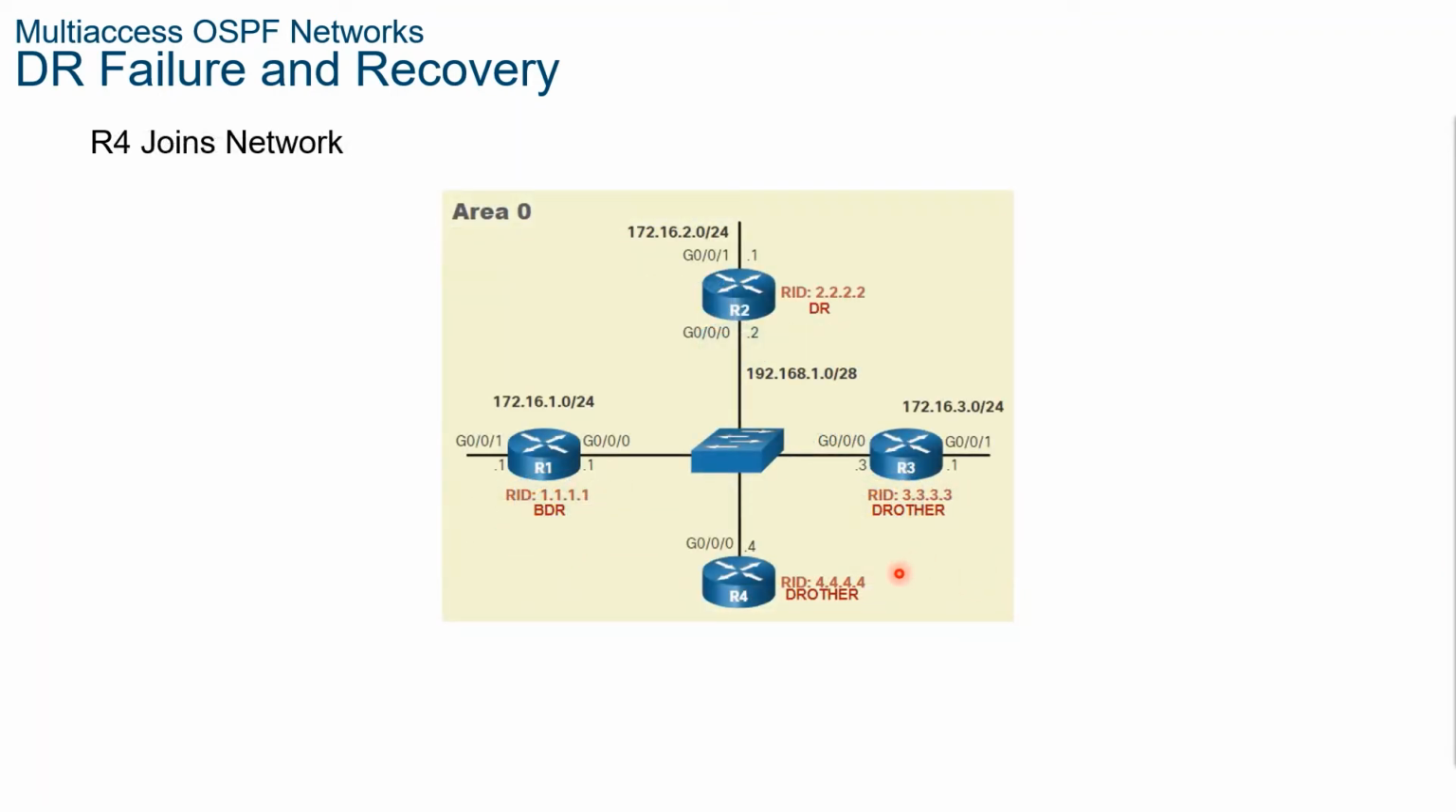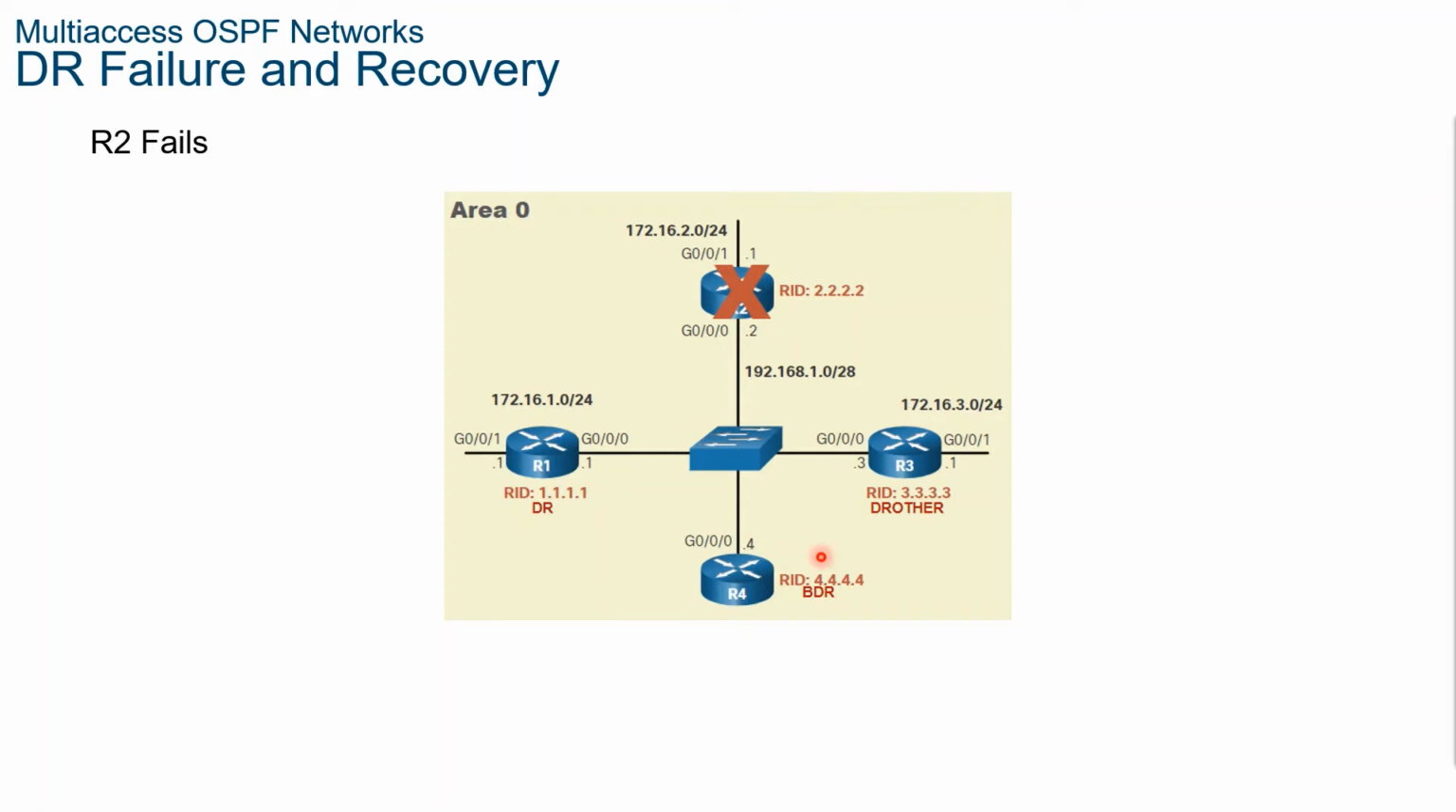Next, what would happen if R4 joins the network? In this scenario, a new router R4 with a higher router ID is added to the network. So R2, which is the DR, and R1, which is the BDR, retain the DR and the BDR roles. R4 automatically becomes a DROther along with R3 here.